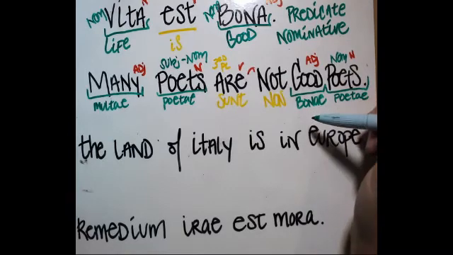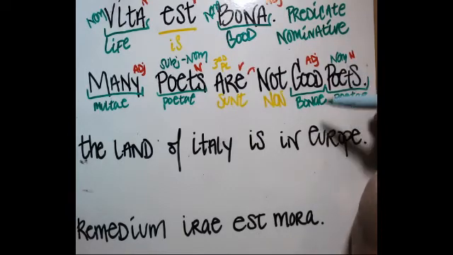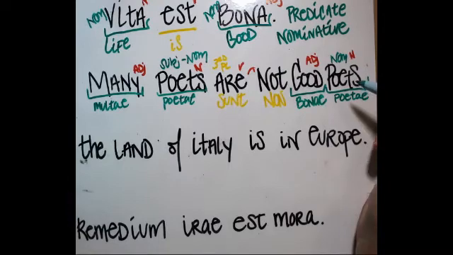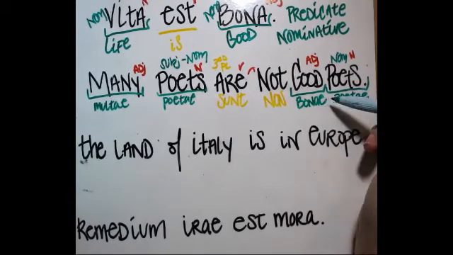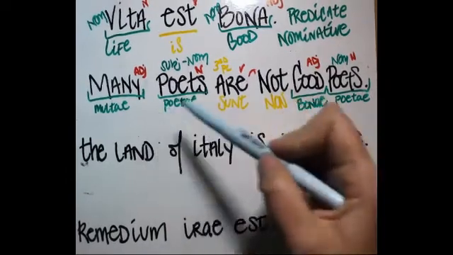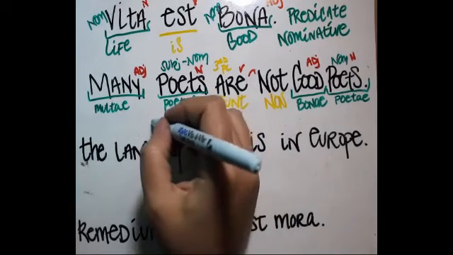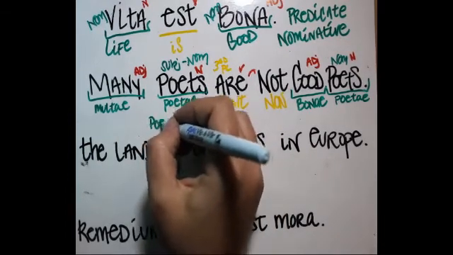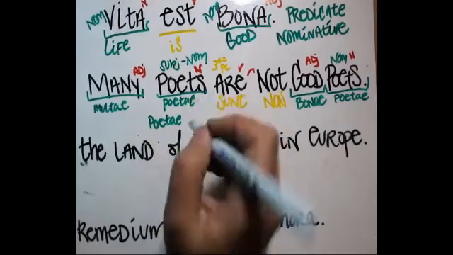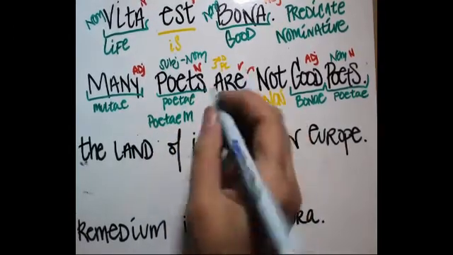So from bonus, bona, bonum, we need bona because poeta is feminine, and it needs to be nominative plural, boni. Multi, poetai, sunt, non, boni, poetai. So how would we write this out? We do subject, poetai, multi, subject modifier, multi.